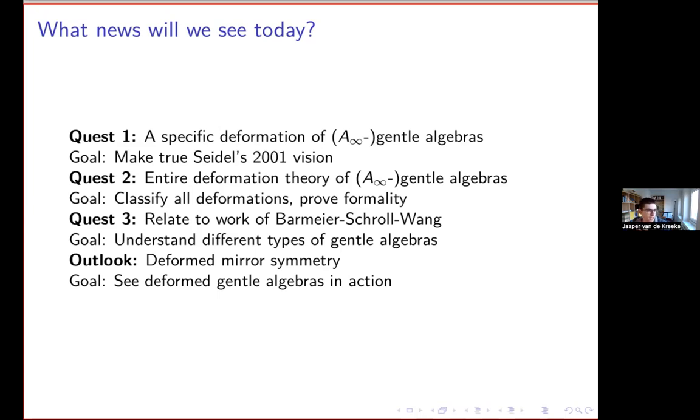In the second quest for today, I will pick an arbitrary A-infinity gentle algebra of an arbitrary punctured surface and classify the entire deformation theory. So the entire A-infinity deformation theory. Related to that, I will also explain why this deformation problem is formal. So the DGLA involved here is formal, which means it has an L-infinity model with vanishing higher brackets.